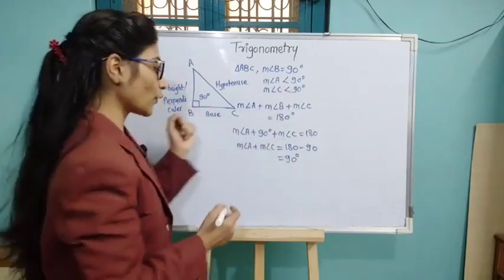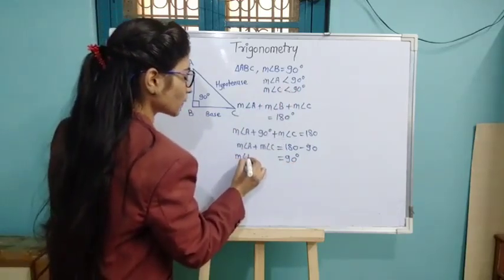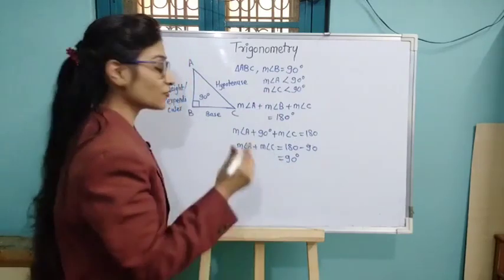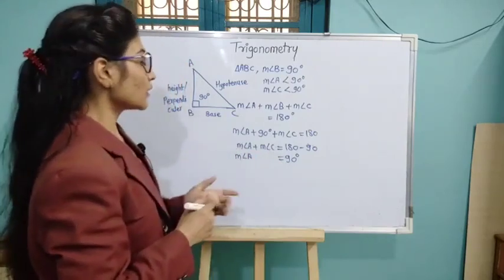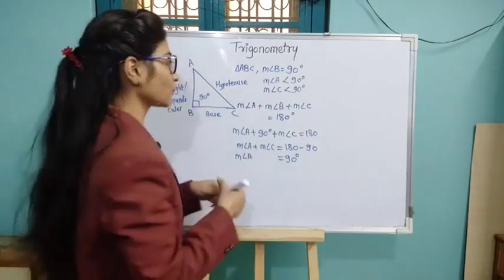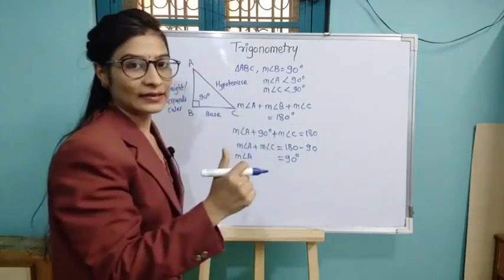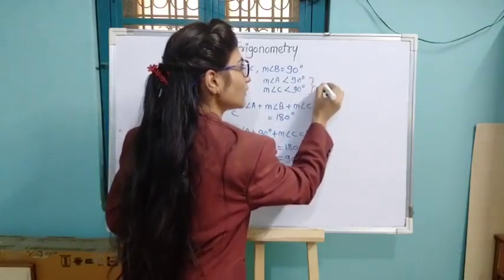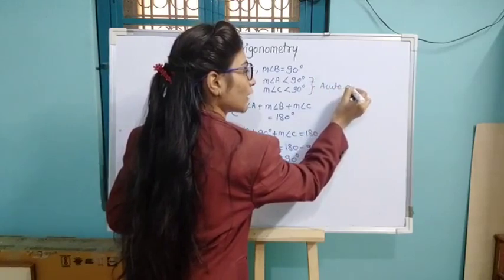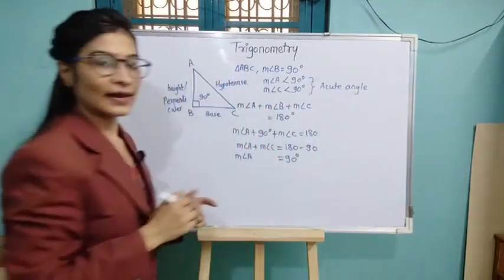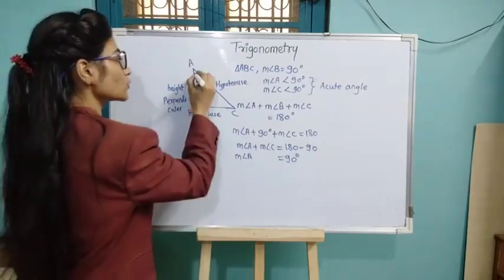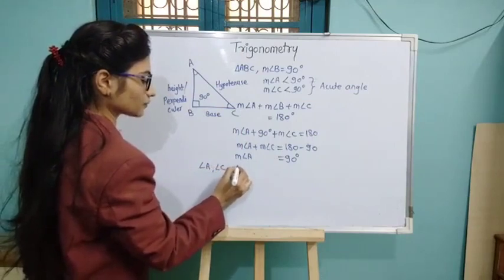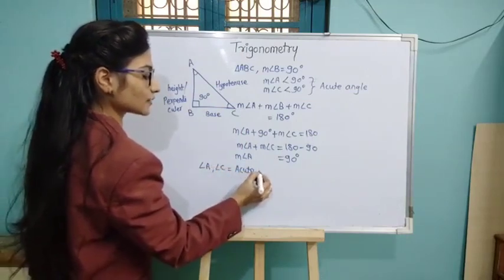If you want to find the measurement of angle A, you have to subtract the measurement of angle C from 90 degrees. Then you will get the measurement of angle A, which is less than 90 degrees. If the measurement of any angle is less than 90 degrees, then we call this angle an acute angle. So in a right angle triangle, there are 2 acute angles. Angle A and angle C are both acute angles, meaning both have a measurement less than 90 degrees.